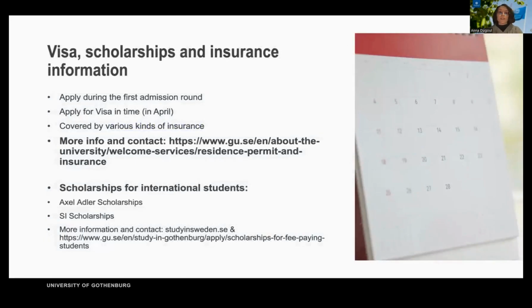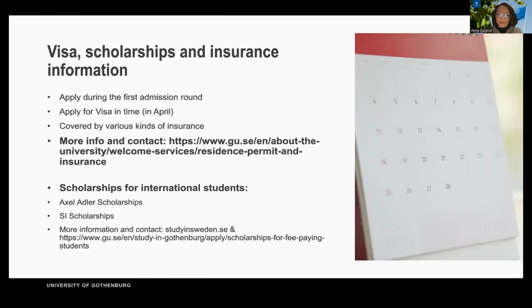Something also important is the visa, scholarships, and the insurance. We really recommend everyone to apply during the first admission round, because then you have your admission letter earlier, you have more time to get ready, and it's less stressful. Even for European people who come from the EU, we recommend applying during the first admission round. If you need a visa, we recommend applying in time, so in April. You are also covered by different kinds of insurance depending on your situation. For example, I know that people who pay tuition fees have a specific kind of insurance, but I'm not an expert. So if you need more information, I recommend going to the Gothenburg University website and this address.